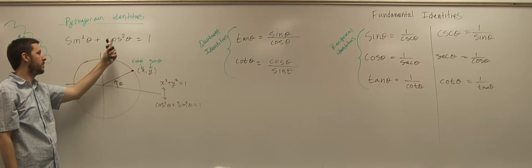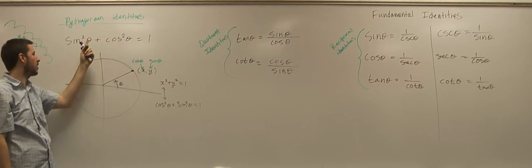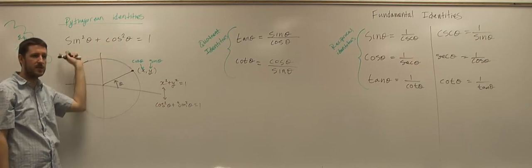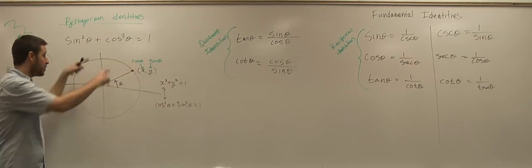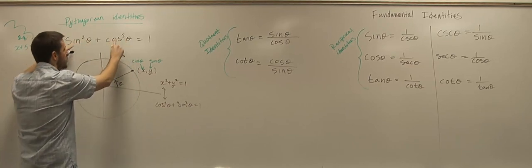But if I write an identity, this is true for all theta. So whether I put pi over 4 and pi over 4, or pi over 2 and pi over 2, or 30 degrees and 30 degrees, this is always true. They have to match. The angles have to be the same. But as long as they're the same and you're doing sine squared plus cos squared, you're good.